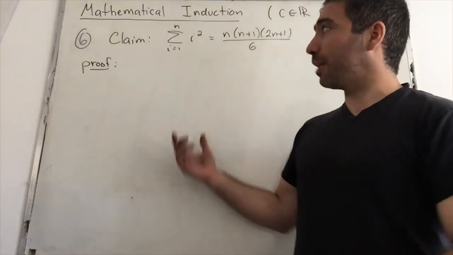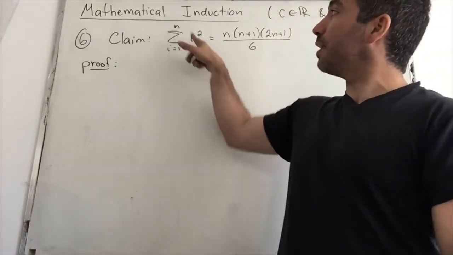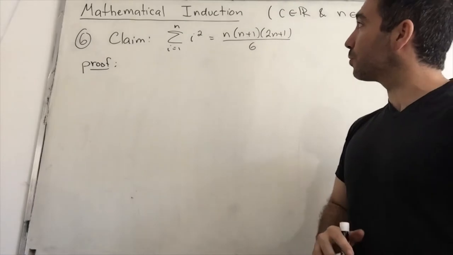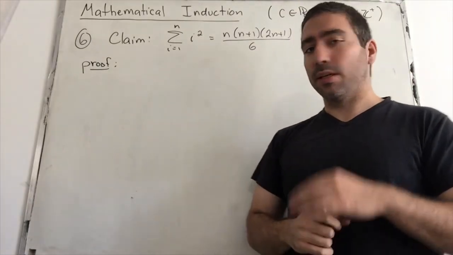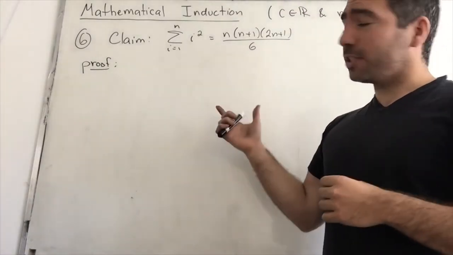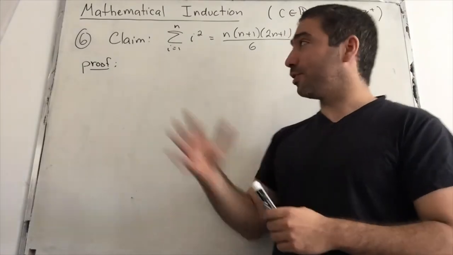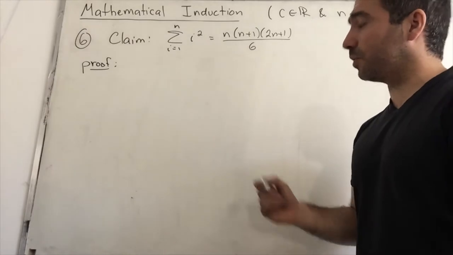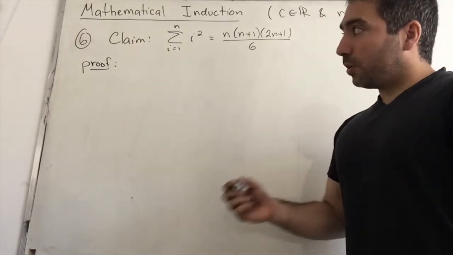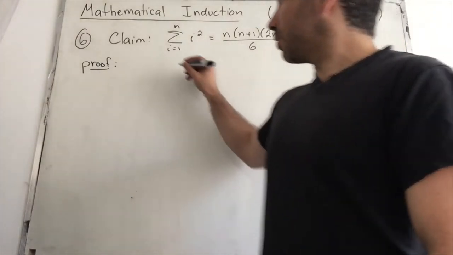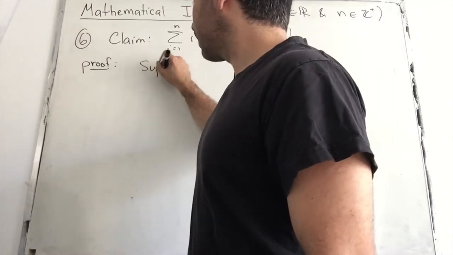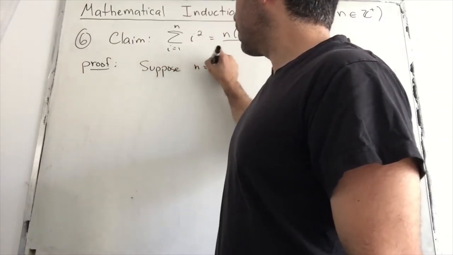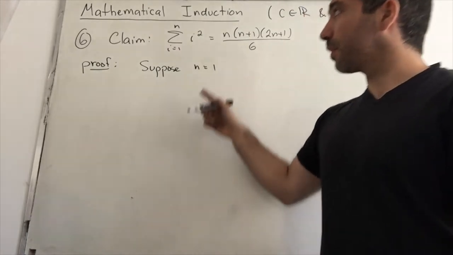So the sixth theorem that we dealt with was the fact that the sum from 1 to n of i squared is equal to n times n plus 1 times 2n plus 1 divided by 6. So pause the video, I urge you to use mathematical induction to prove this claim. Give it a shot and see if you're able to do it. So let's start off with the first case, case one. Suppose n equals one, let's see if this is true.